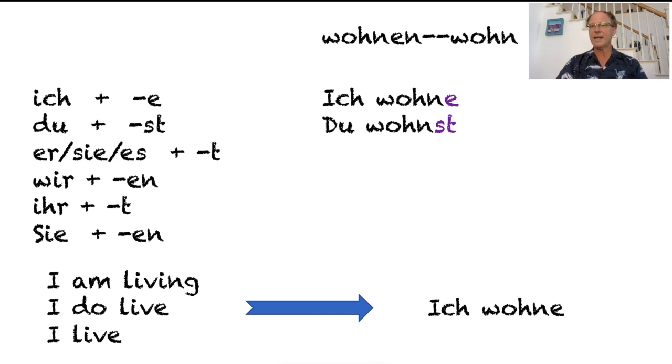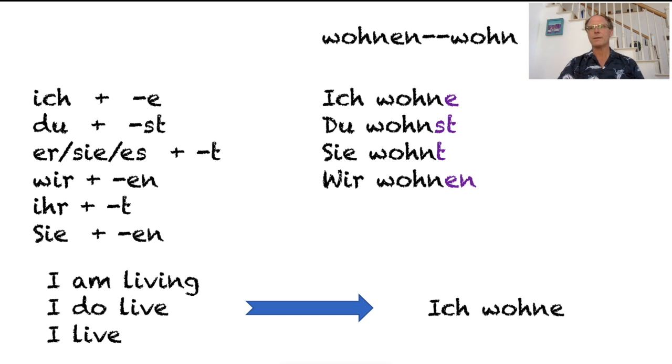If I want to say he lives, or she lives, or it lives, just add a T, sie wohnt. If I want to say we live, it's the same as the infinitive, or you can add an en ending. Wir wohnen. If you want to say y'all live, that's ihr wohnt. And if you want to say they live, or Mr. Smith, you live, you would say Sie wohnen.